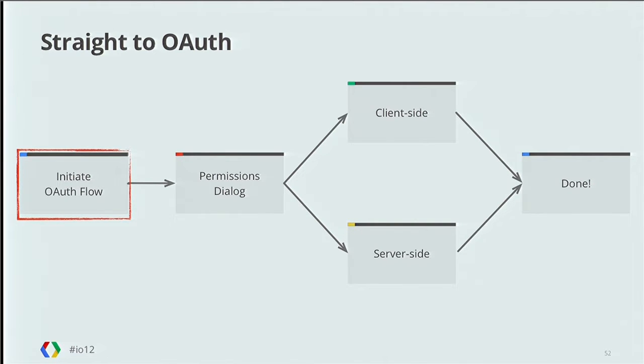Now, I'm going to show you some code for starting this with the JavaScript client library, and then I'll give you a brief peek at some other languages. I use the client library because starting OAuth without a client library is much more painful.